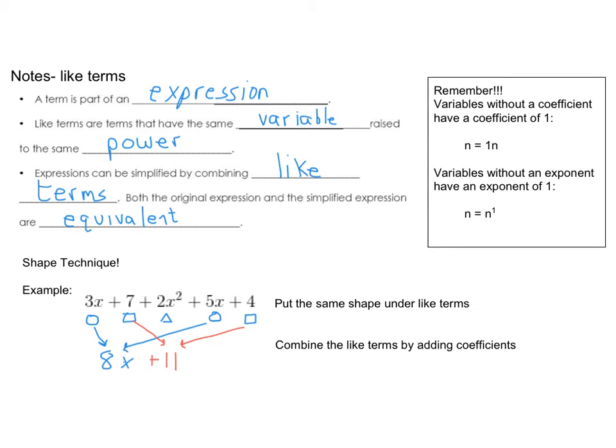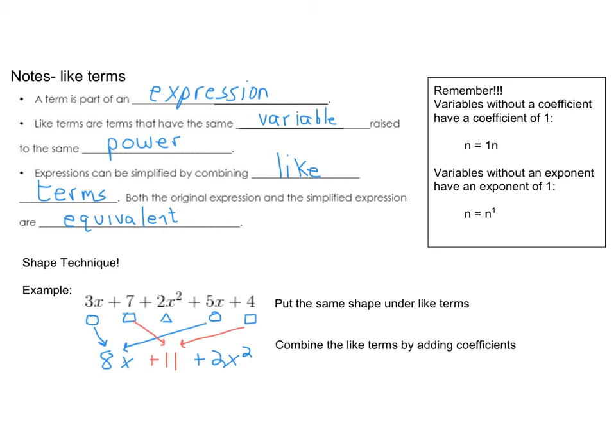And then we only have the triangle left, and there's nothing to combine it with, so it just comes straight down as it is. And that's going to be 2x squared. So these expressions are equivalent. One is just a simplified version of this one. And we got it down, instead of 1, 2, 3, 4, 5 terms, we have it down to 3 terms. And that's going to be very helpful to you when we start to actually solve equations.